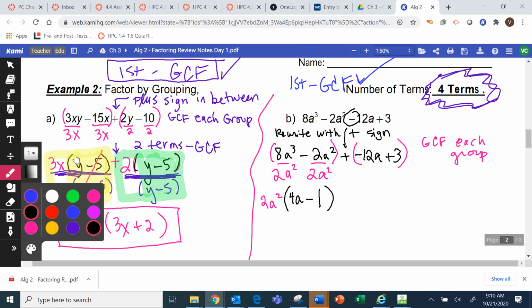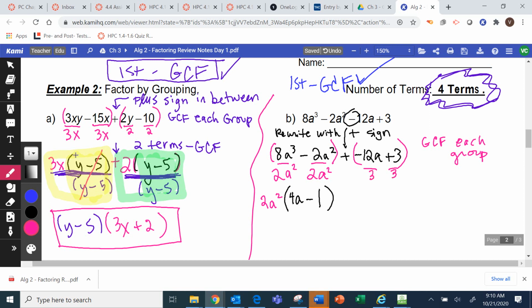All right, the other parenthesis, same stuff. We're going to divide out a common factor. What can go into 12a and 3? 3? All right. So if I take out 3, I'm going to have left over a minus 4a plus 1.